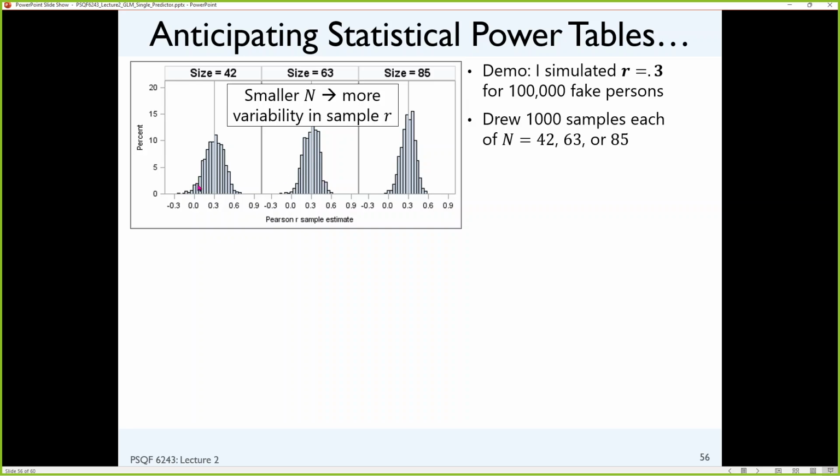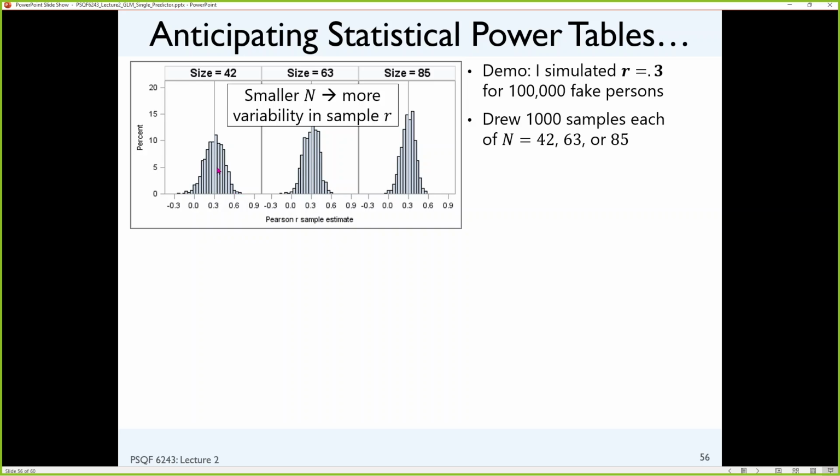Here is the distribution of what that correlation ended up being across those 1,000 samples of different sizes. So 42 people each generates the right answer on average. So the 0.3 is right in the middle where it's supposed to be, as indicated by this line and my pink mouse. But there's a lot of variability. Some of the samples returned a negative correlation when the right answer is 0.3. Some of them returned a correlation as high as like 0.7 or so.